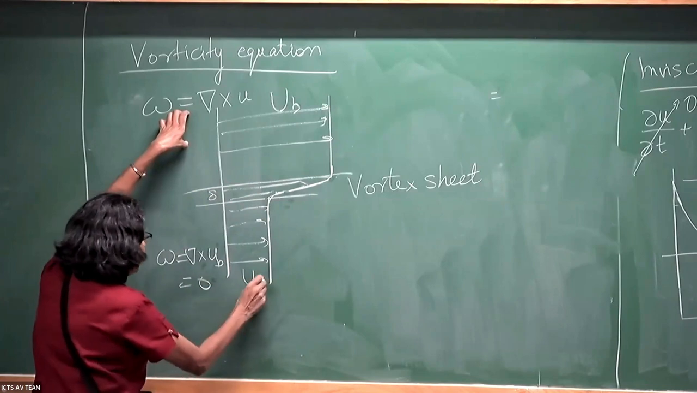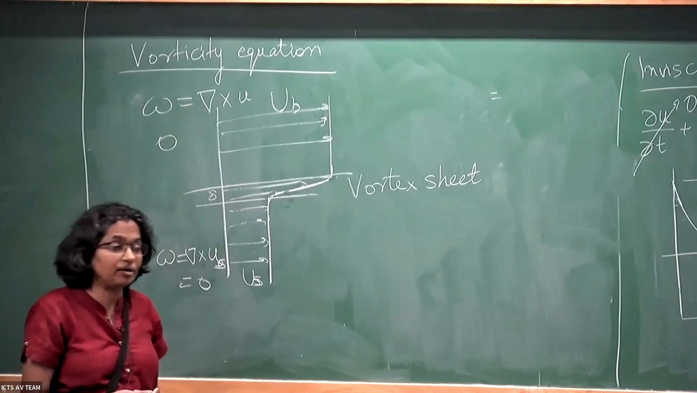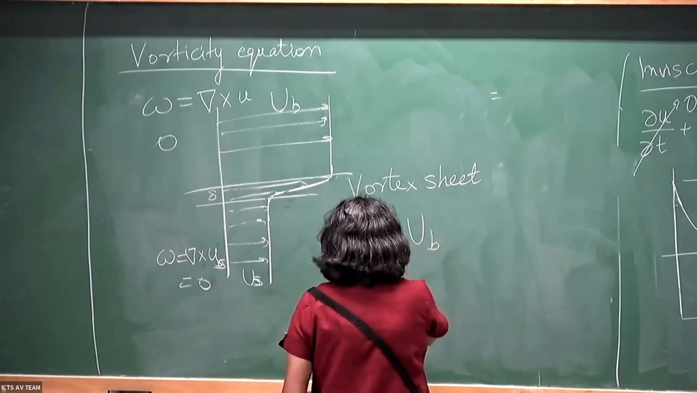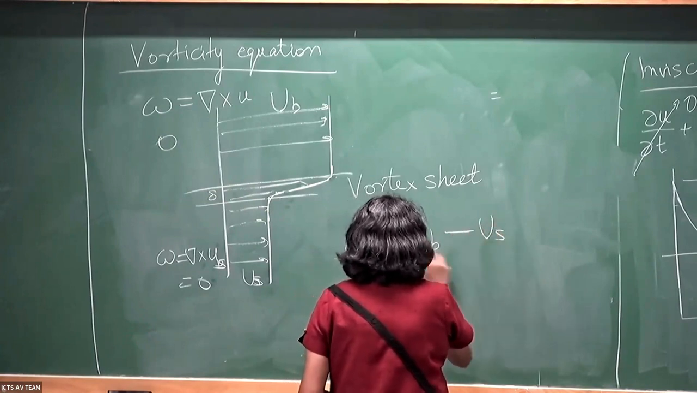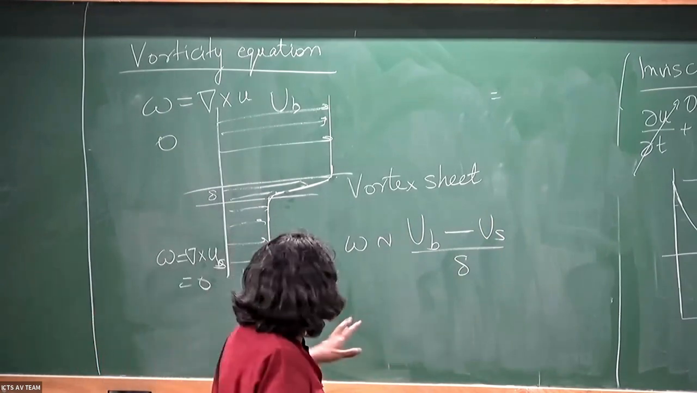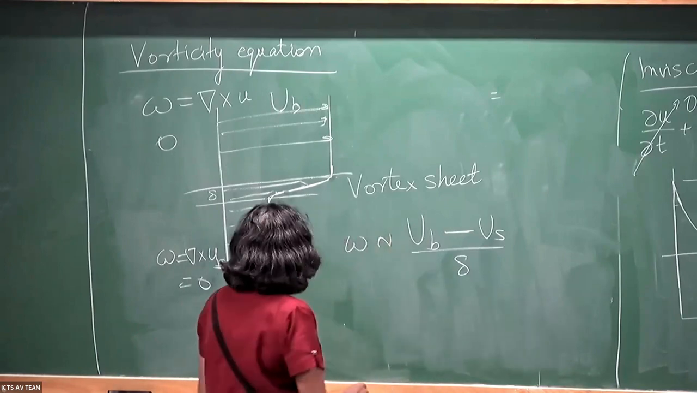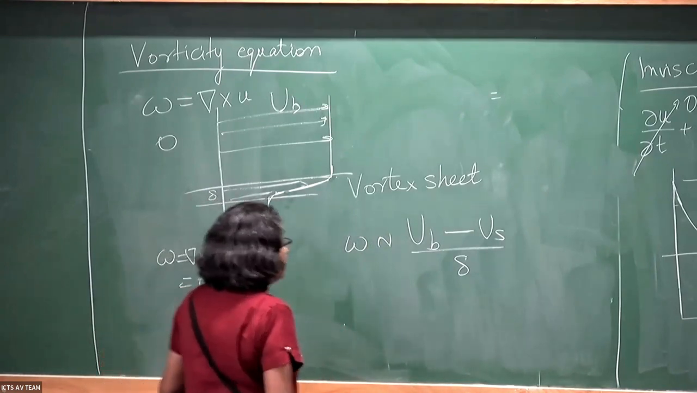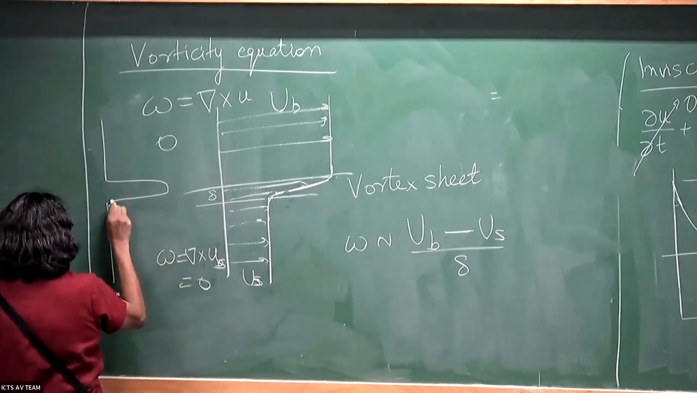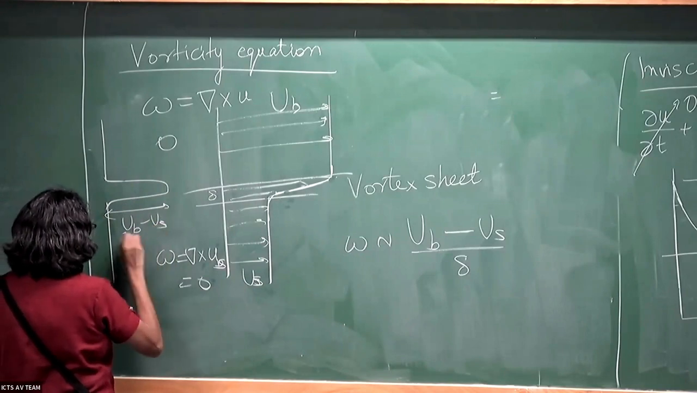Up there, u small, sorry. Up there, zero. Here, not zero. Approximately how much? U_b. So vorticity is approximately (U_b minus U_s) by delta. It would be exactly (U_b minus U_s) by delta if I had three straight lines. But because it's a tan hyperbolic, I might get a factor which is close to one. So let's draw the vorticity profile here. It will be 0, 0, and something like this, where this size is (U_b minus U_s) by delta.